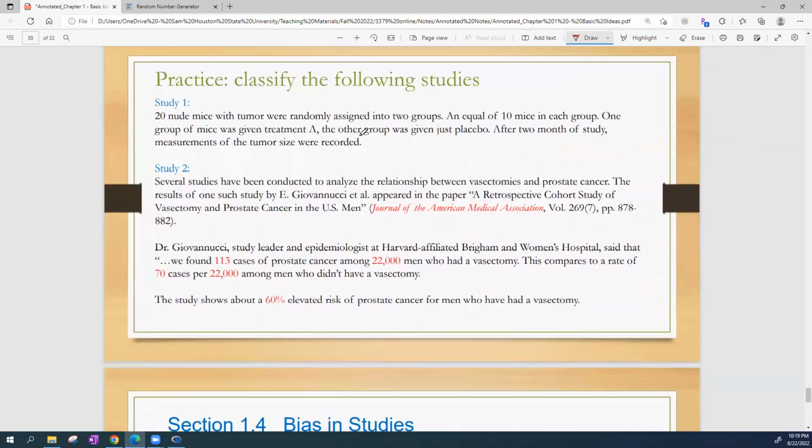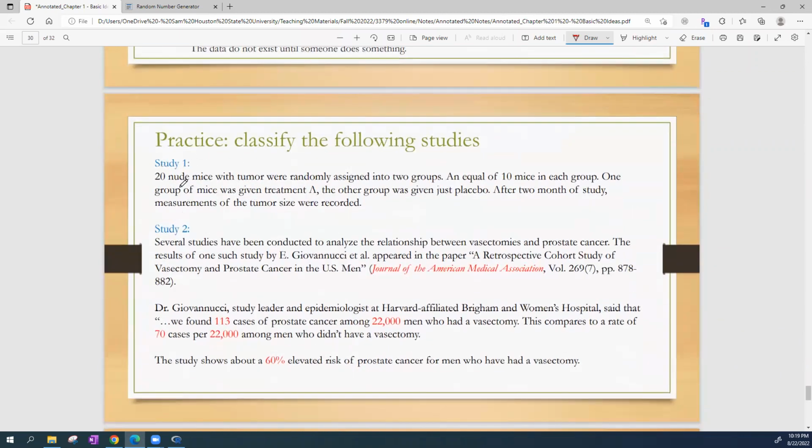So let's look at the practice problem. Classify the following studies. Study 1: 20 nude mice with tumor were randomly assigned into two groups, an equal number of 10 mice in each group. One group of mice was given treatment A, and the other group was given just placebo. After 2 months of study, measurements of the tumor sites were recorded.